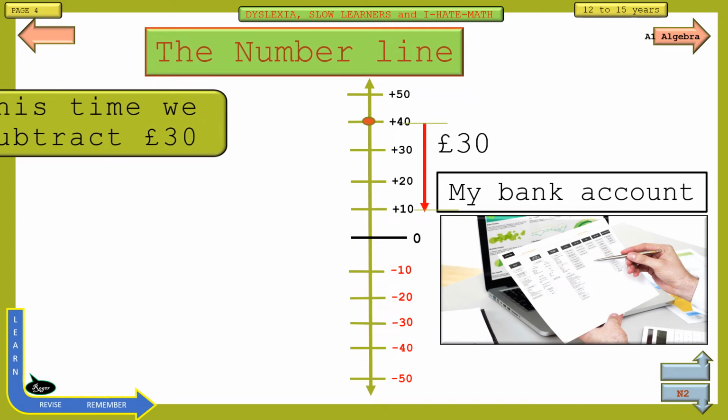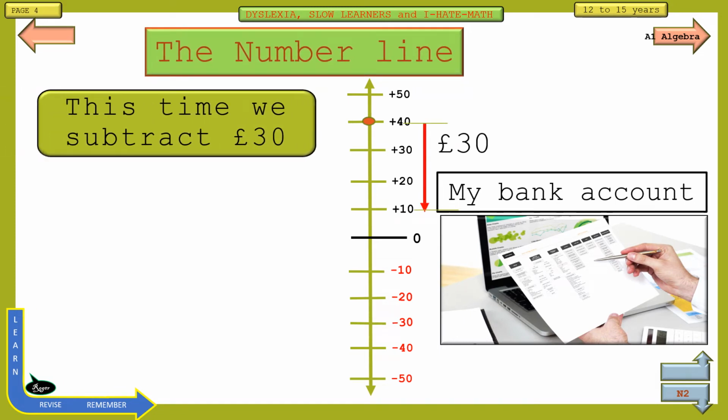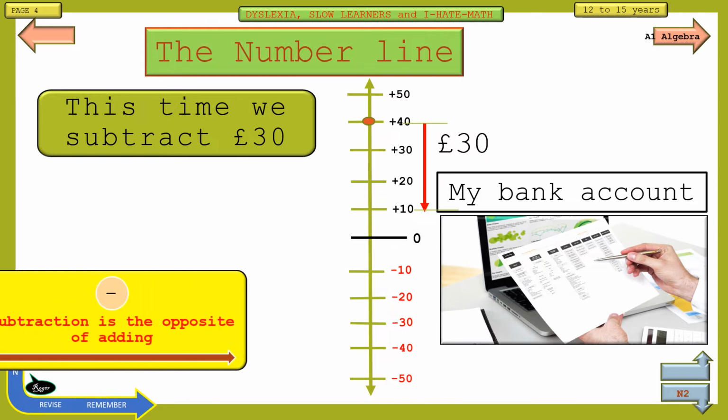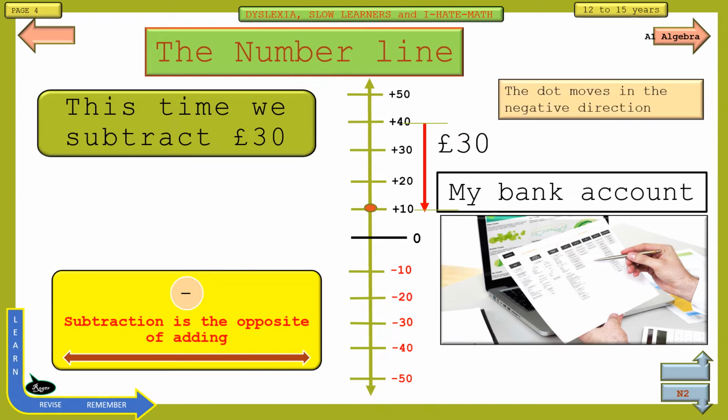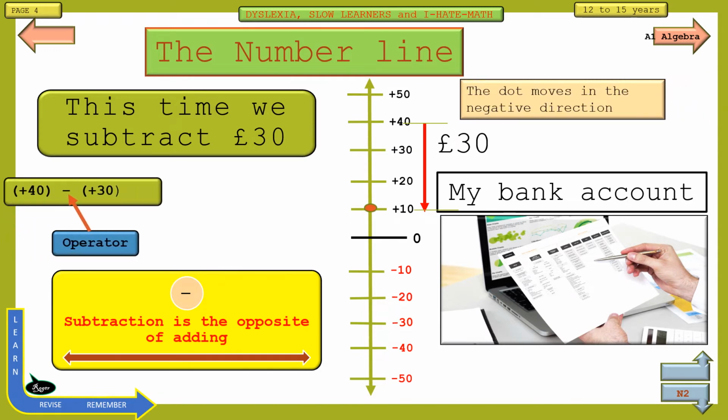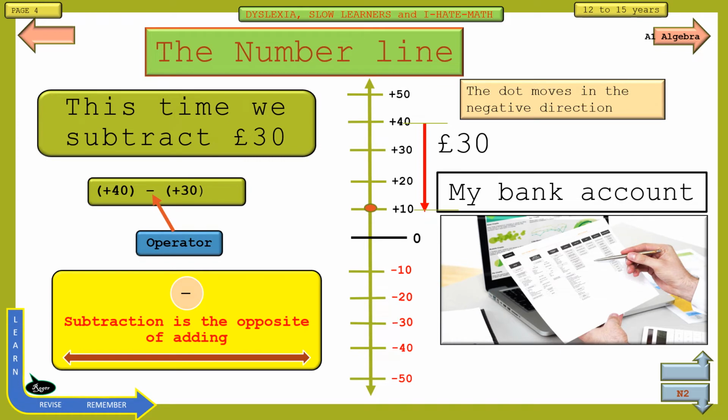This time we will subtract £30 from the account. Subtraction is the opposite of adding. Now you will see that the red dot moves in the negative direction. In mathematical terms, we have positive 40 minus positive 30. The minus sign again is the operator.